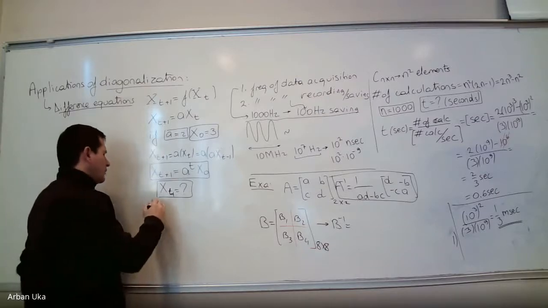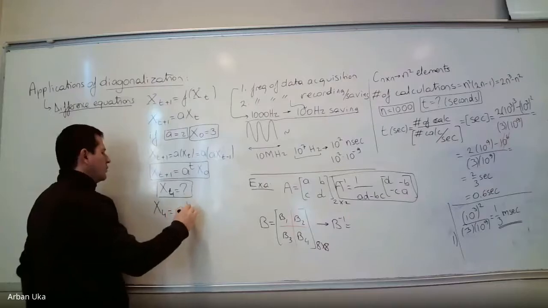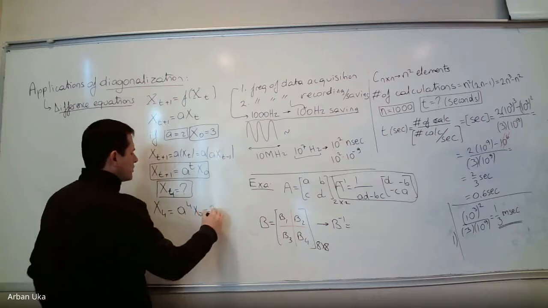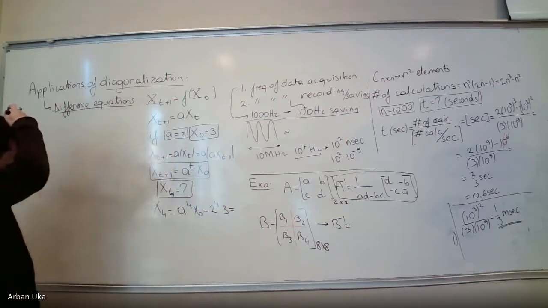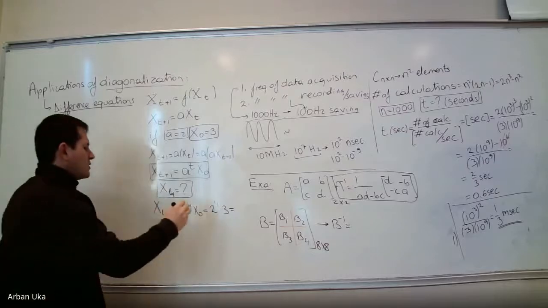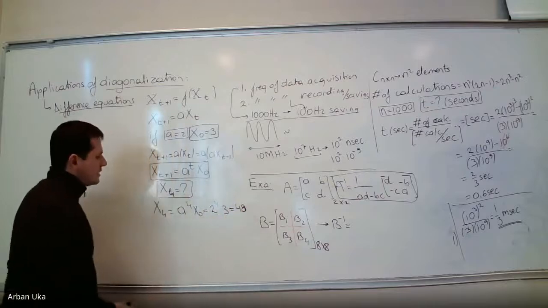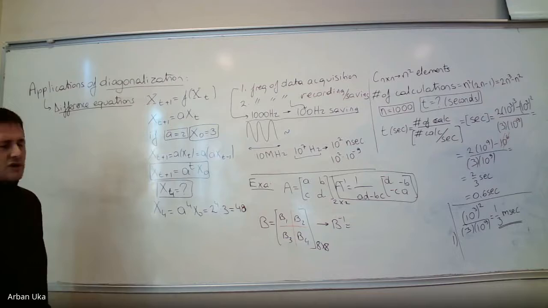In order to do this, we write the following expression. x_4 is equal to a to the power 4 times x_0. a is equal to 2, so we get 2 to the power 4 times 3. We get 16 times 3, so we get 48. So it looks like one can measure 48 bacteria after 4 days. So these are the different relationships.